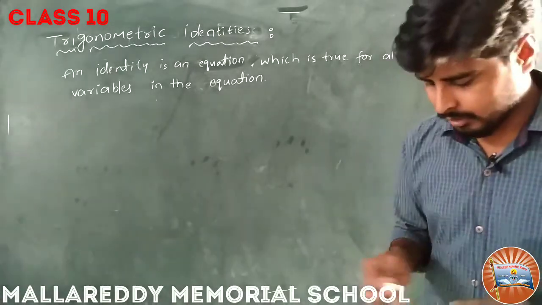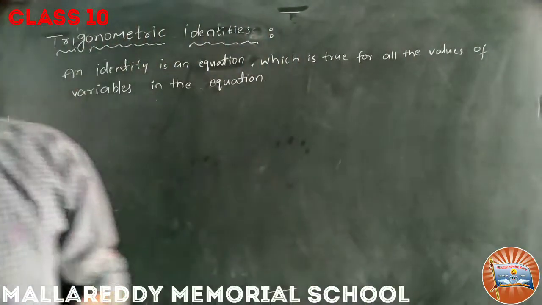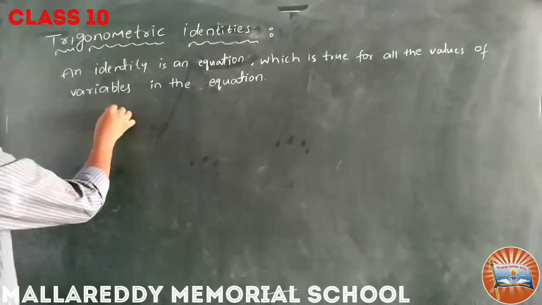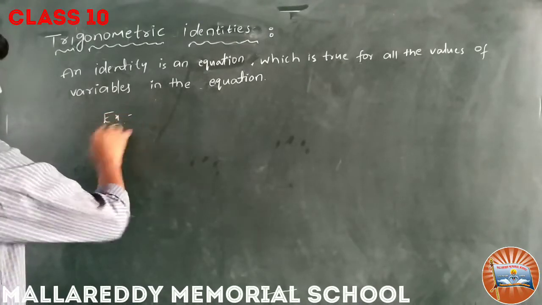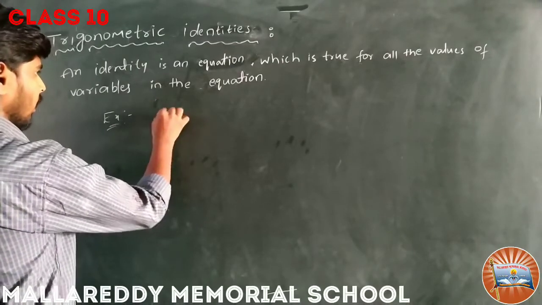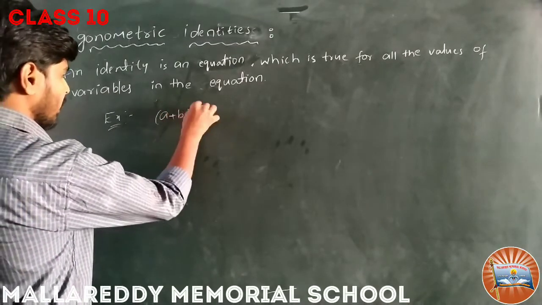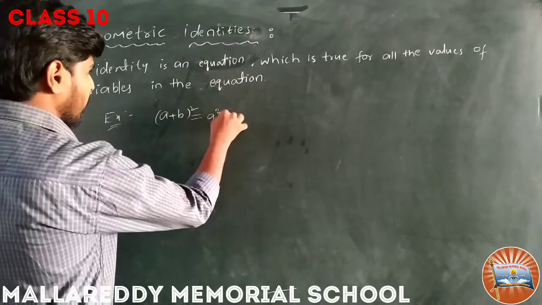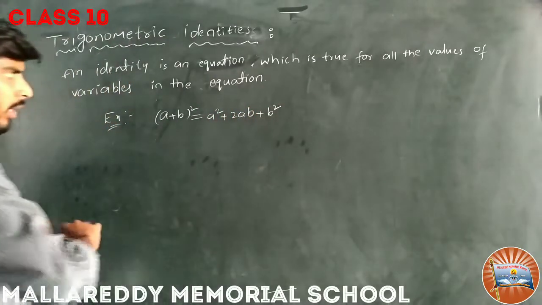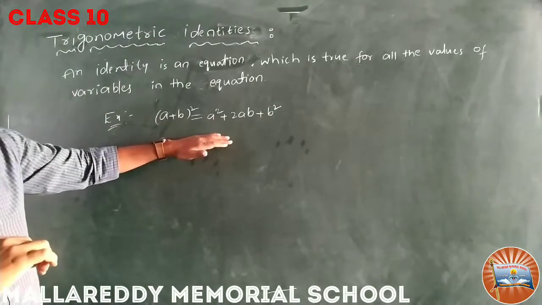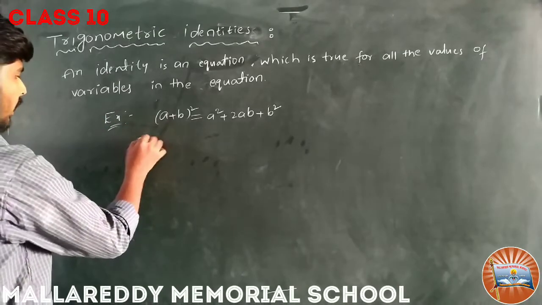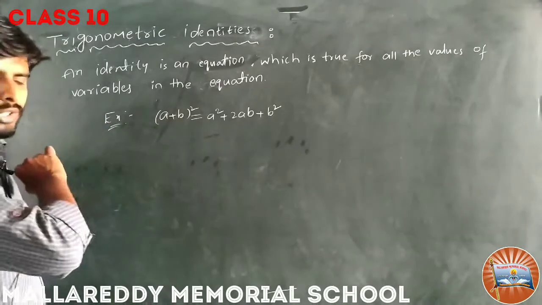Look at here first. We have one identity. First of all, write the statement and look at the example. We have an identity: (a + b) whole square is equal to a square plus 2ab plus b square. So this is an identity. If this is an identity, we can replace the a, b values here. For example, take a equals x, b equals y.